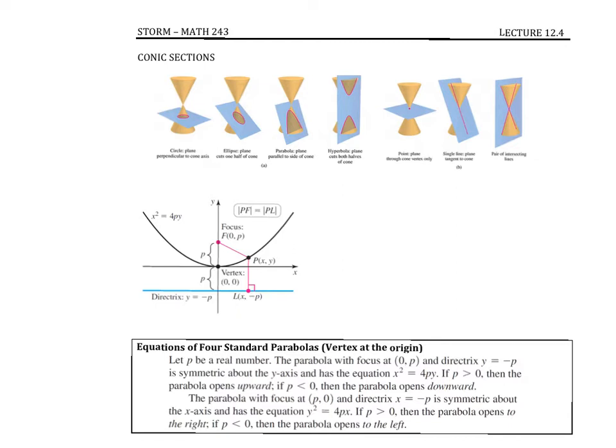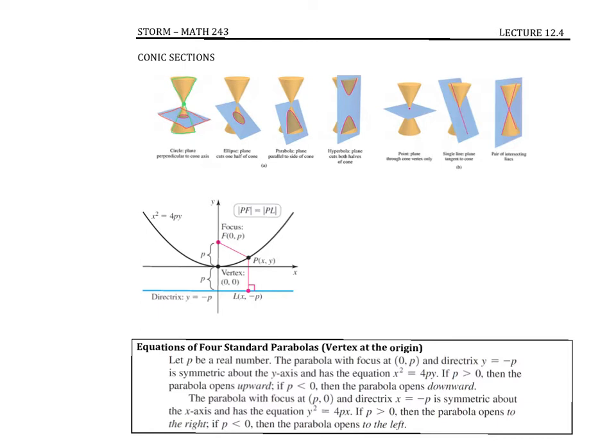So here's the basic idea. You have a cone, and in fact you have two cones that are attached by a common vertex. Now, if you take a cone and you intersect it with a plane, you're going to get these curves, which is what we call our conic sections.